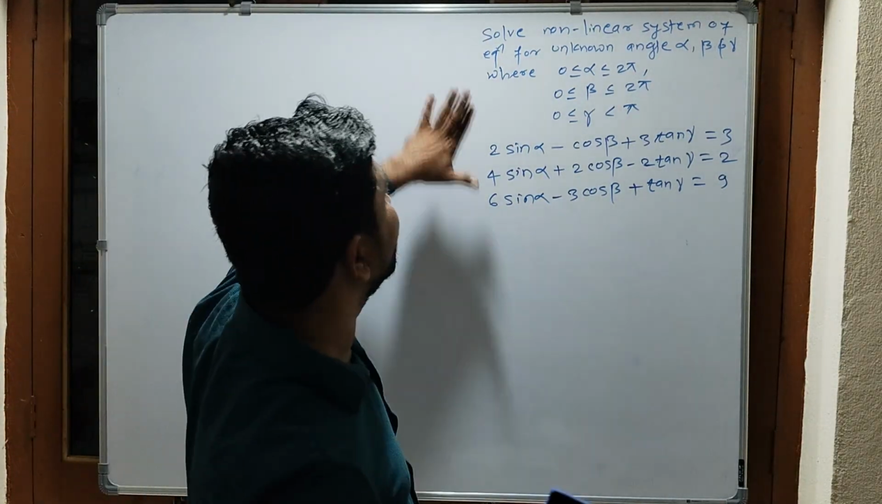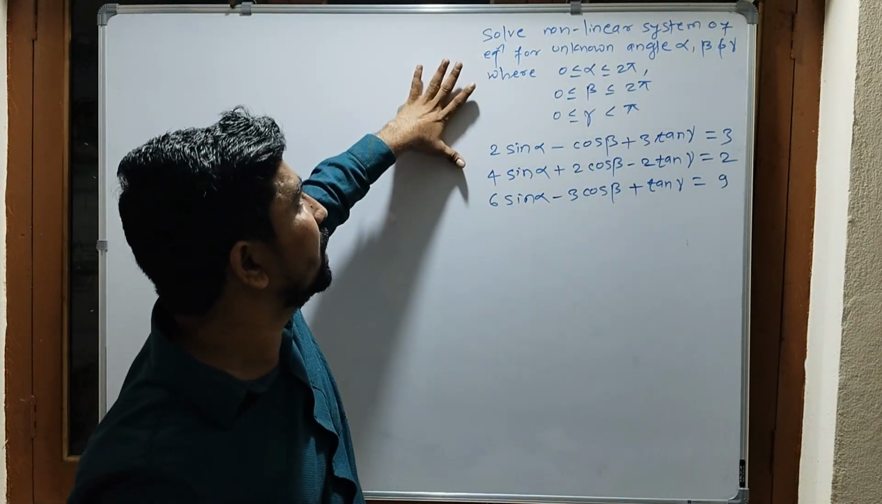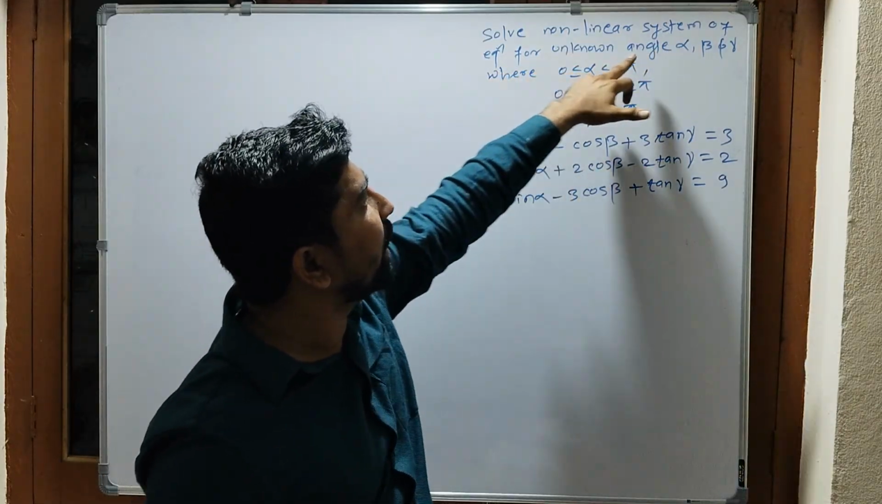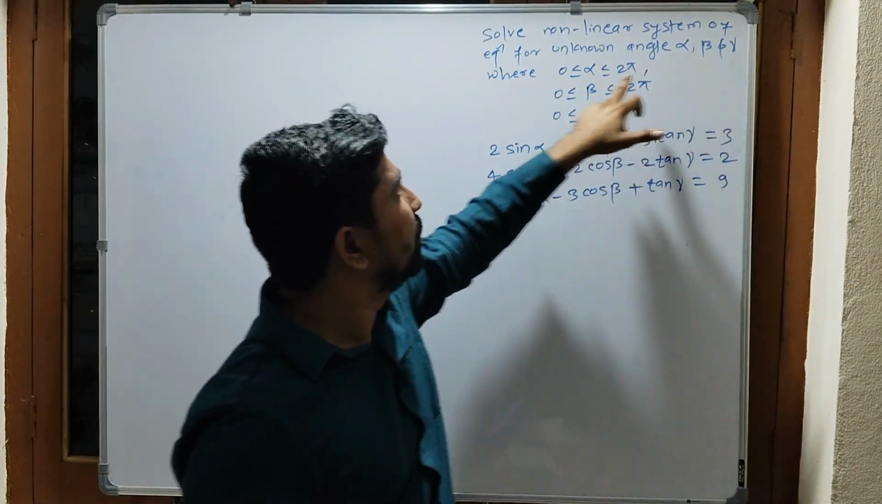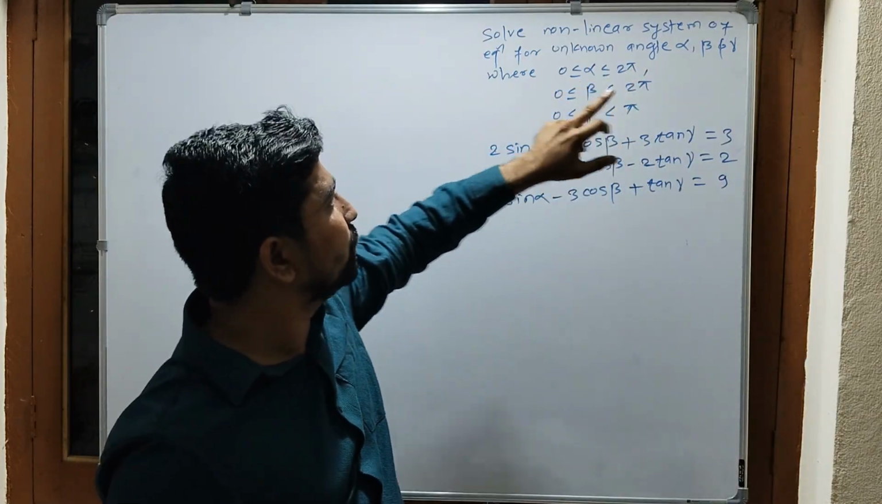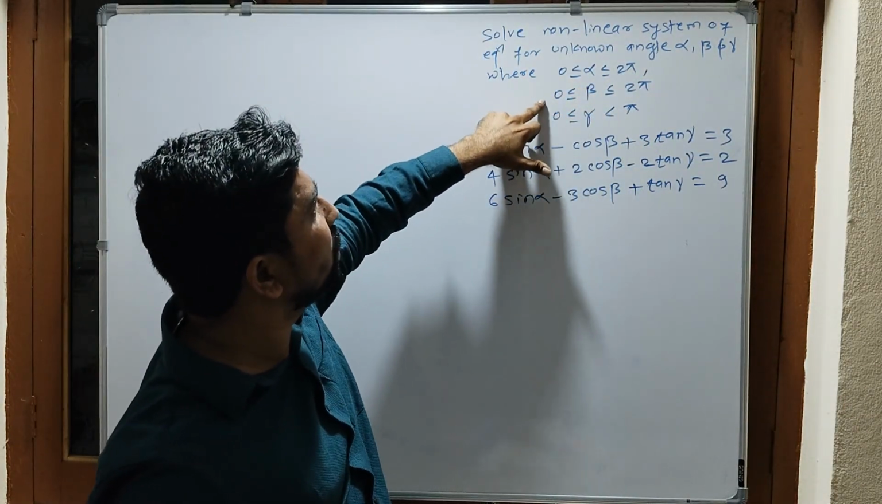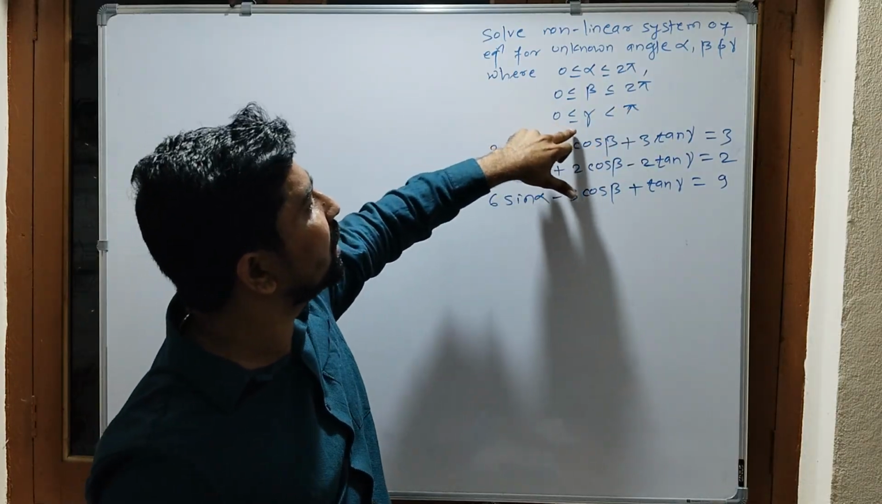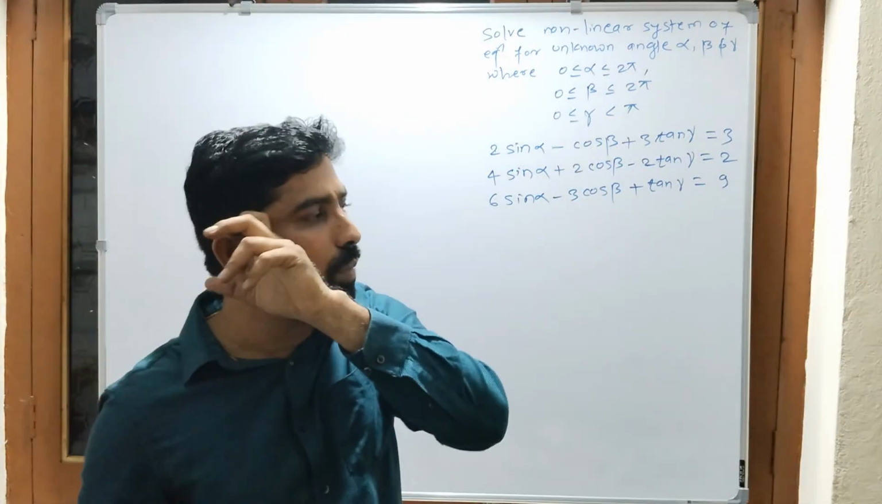Hi friends, in this video we are going to solve this system of equations. Solve the nonlinear system of equations for the unknown angles alpha, beta, gamma. Here alpha belongs to 0 less than or equal to alpha less than or equal to 2 pi, beta is between 0 less than or equal to beta less than or equal to 2 pi, and gamma is 0 less than or equal to gamma strictly less than pi.